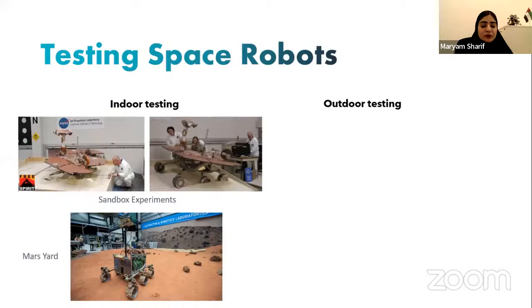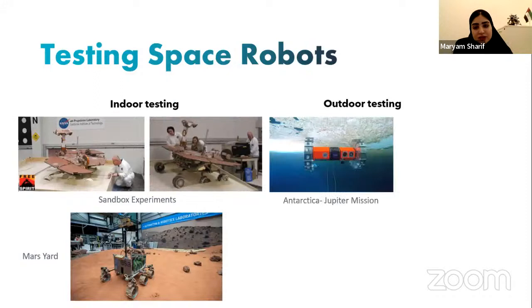While going to the outdoor testing, we have, for example, testing in a different harsh environment, such as Antarctica. This is for one of the Jupiter missions that is planned to go to Jupiter and dive into the planets, to go underneath and explore. So, for example, we have here an outdoor testing.